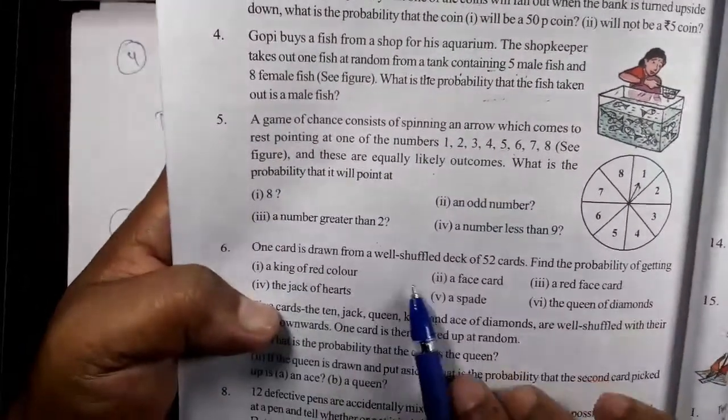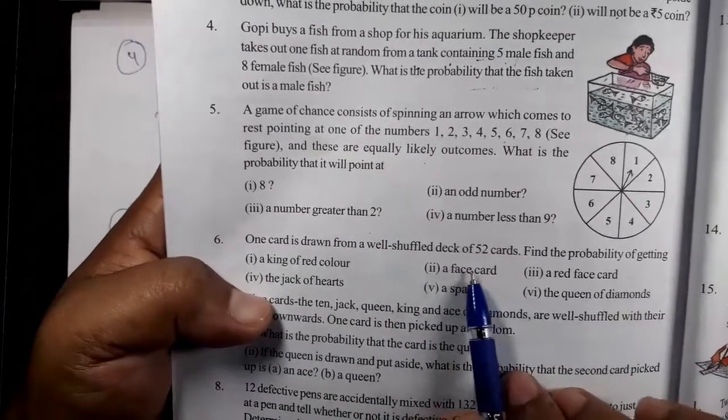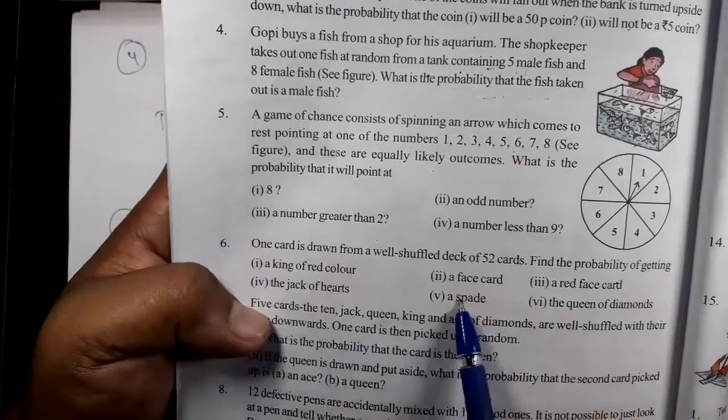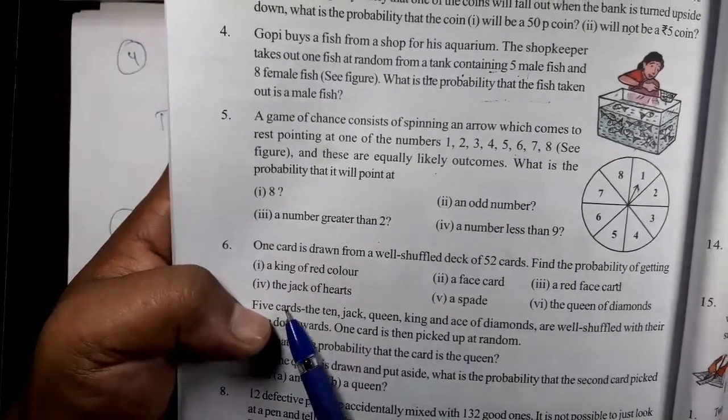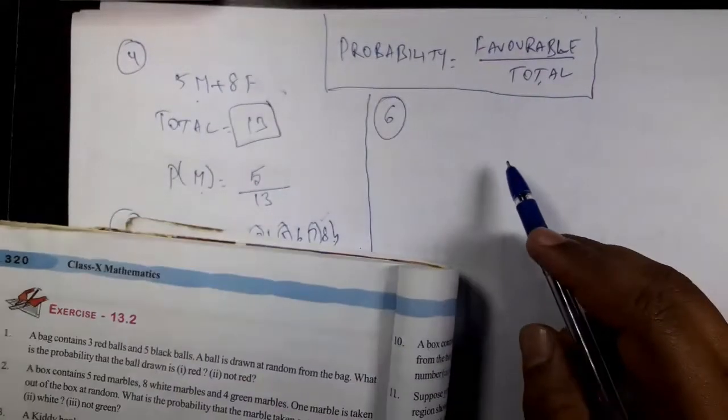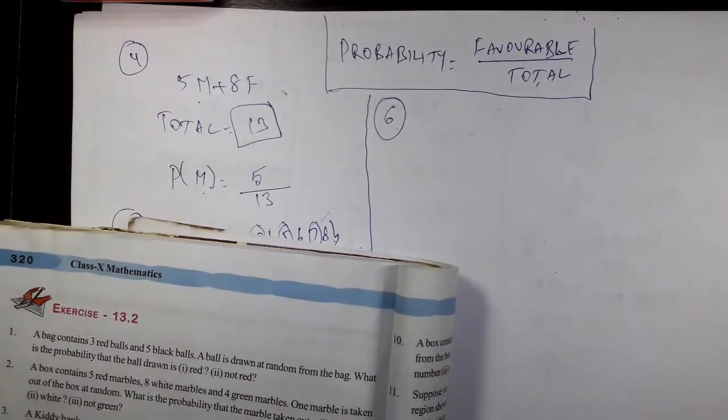One card is drawn from a well-shuffled deck of 52 cards. Find the probability of getting a king of red color, a face card, a red face card, a jack of hearts, a spade, the queen of diamonds. So 6 parts are there.